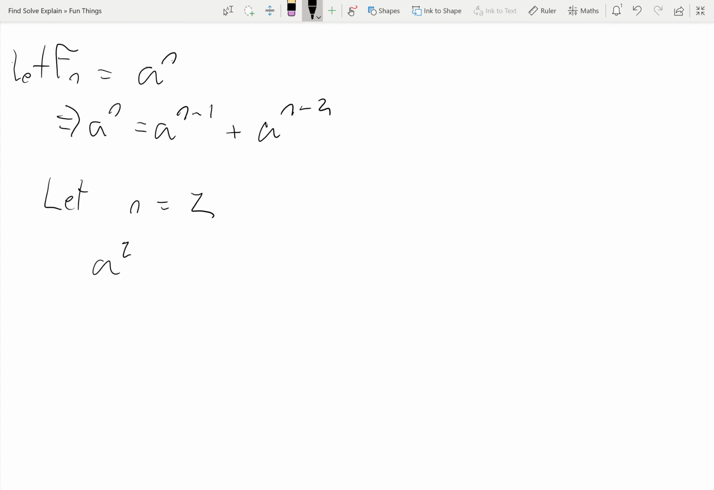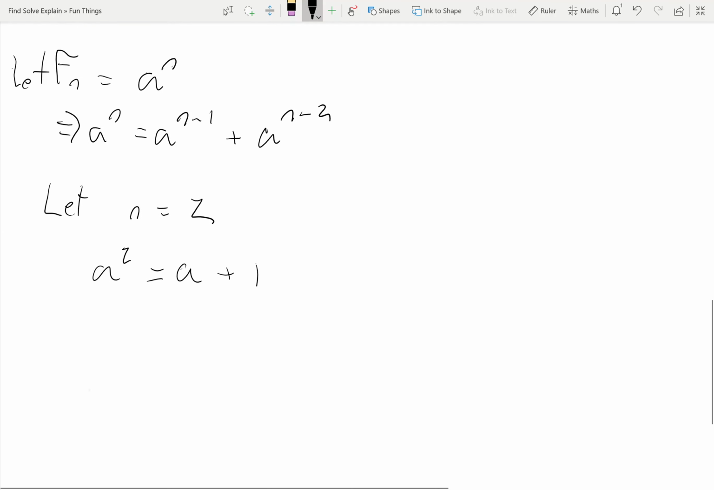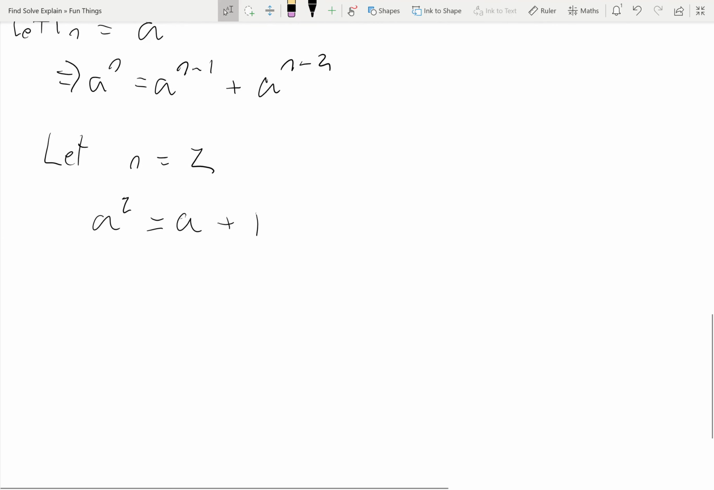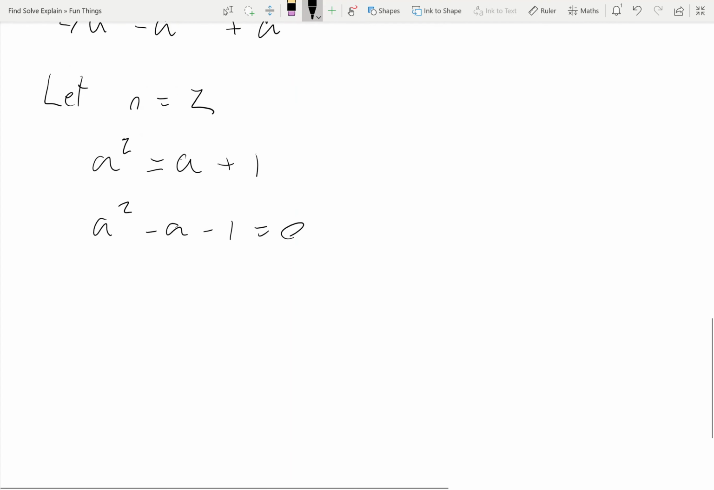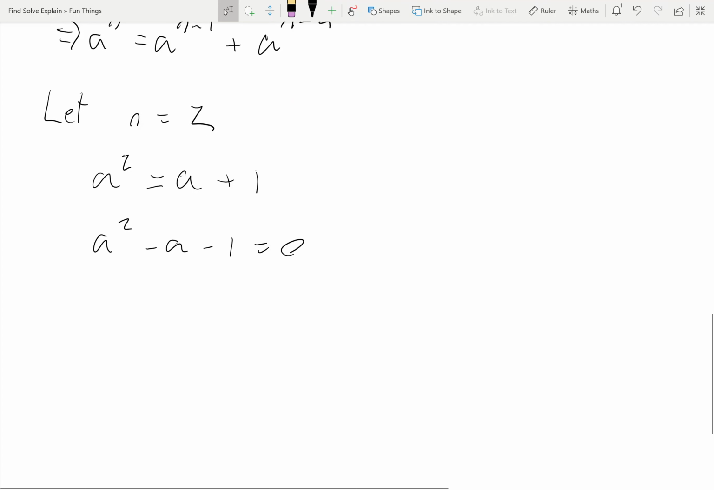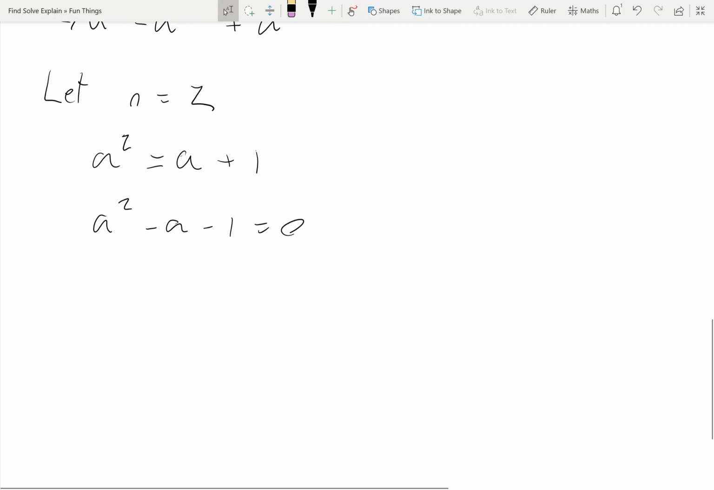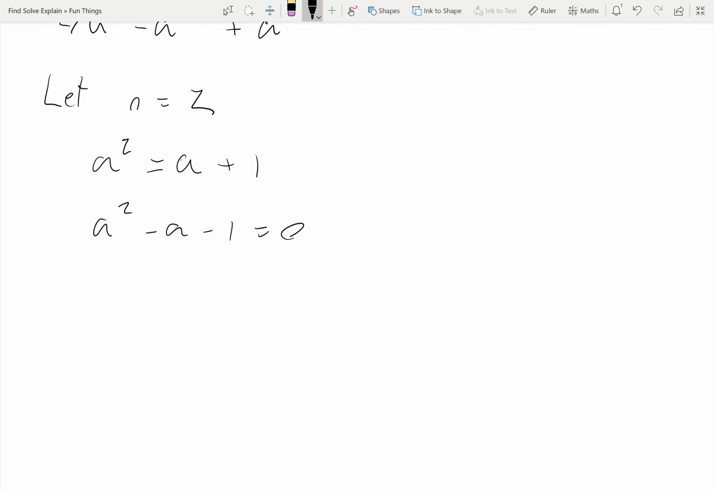So this gives us that a squared is equal to a plus 1, because a to the 0 is always 1. And this is essentially just a quadratic equation, which, thankfully, we can solve. And using the quadratic formula, this isn't very difficult.